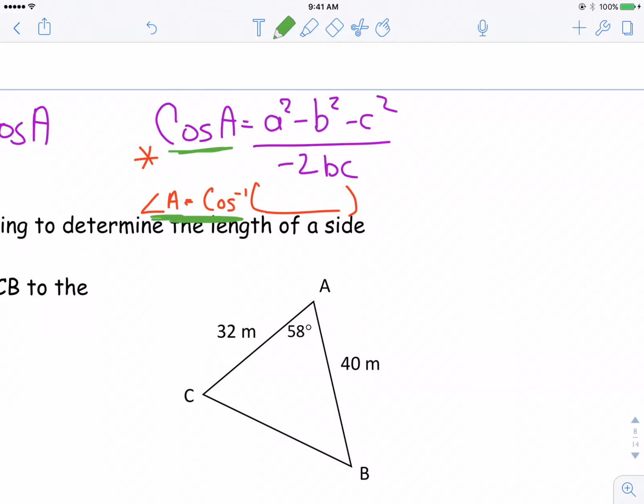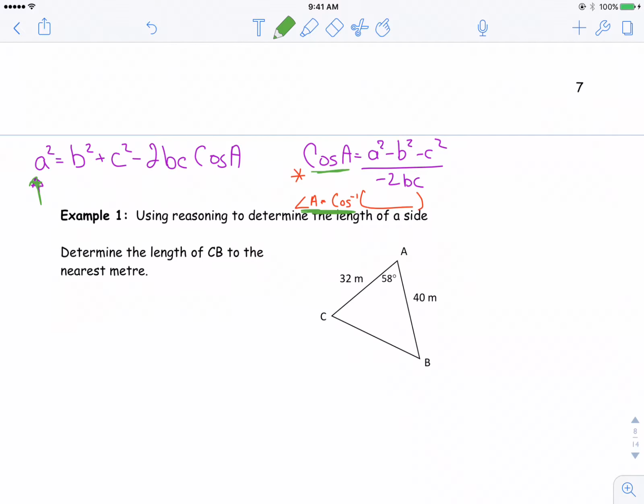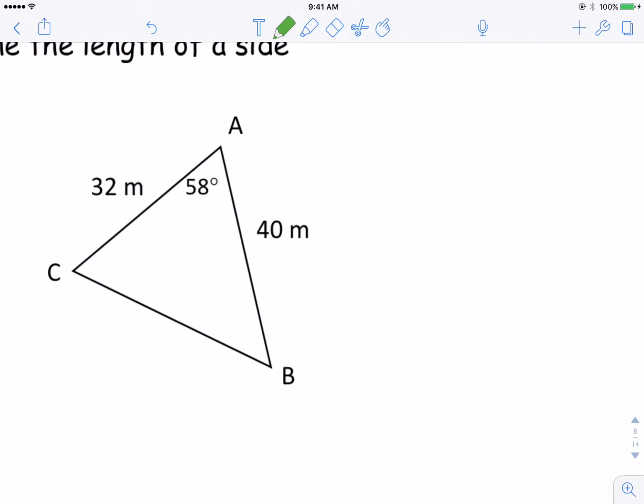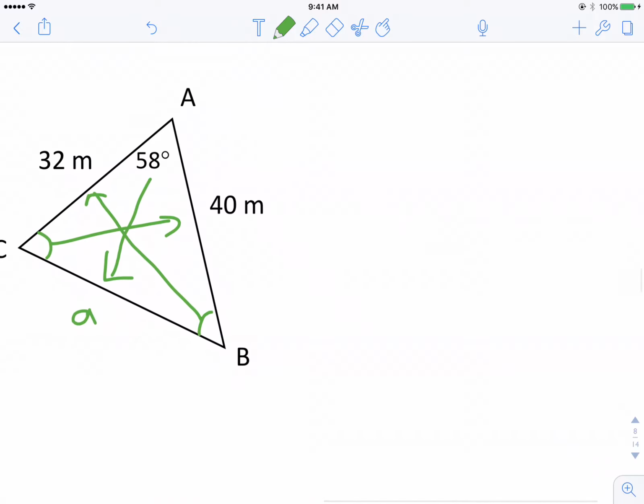Now I'll quickly show you why we need the cosine law, because sine law and right angle trigonometry don't work. So we do not have a 90-degree angle triangle here, so we can't use SOHCAHTOA, we can't use Pythagorean theorem. We can't use sine law, because if we were to fill in the sine law formula, it would look something like this. So this is angle C, this would be side C, this is angle B, this would be side B. Our formula would look like this.